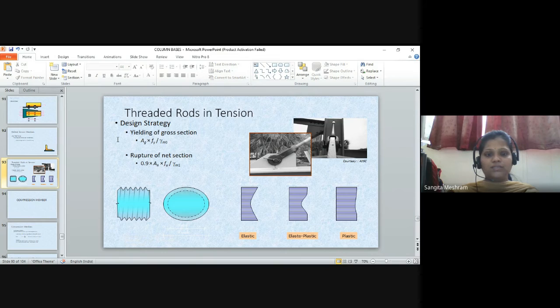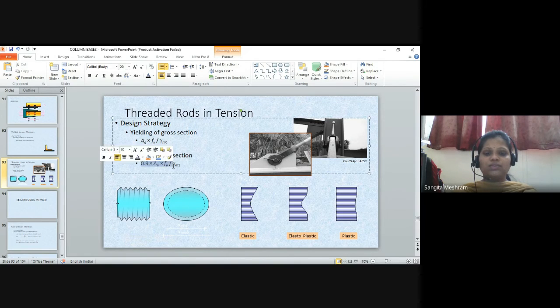Then we know the yielding of gross section is having Ag Fy upon gamma m0. Yielding of gross section is denoted by TDG, which has the formula Ag Fy upon gamma m0. Fy is the yield strength of material, gamma m0 is the partial safety factor, and Ag is the gross area. Okay, for the particular member given, you have to find out the Ag value, that is the gross section area.